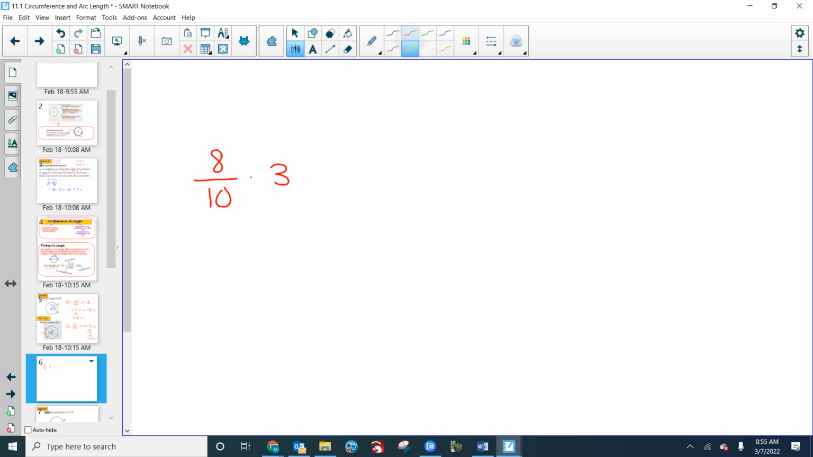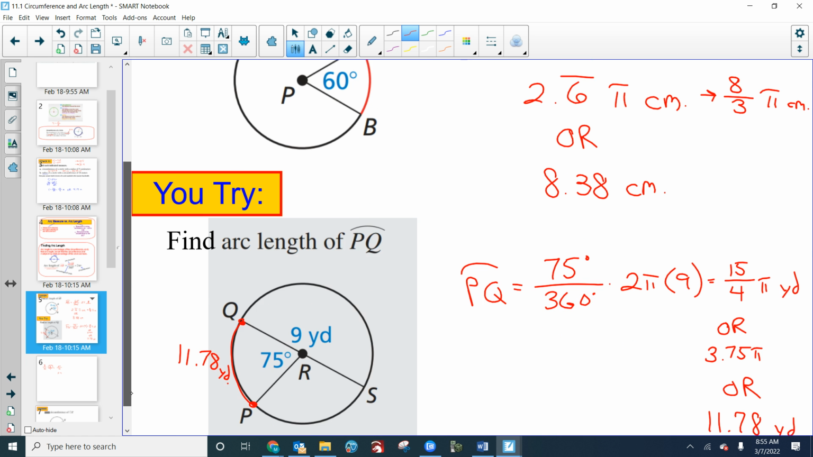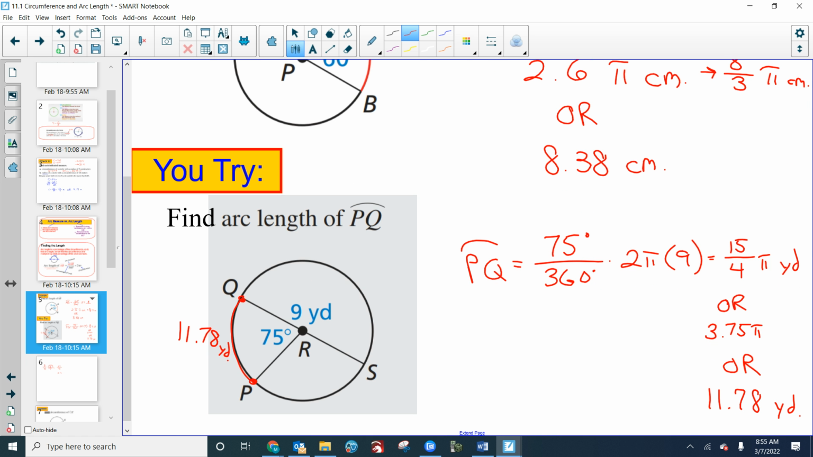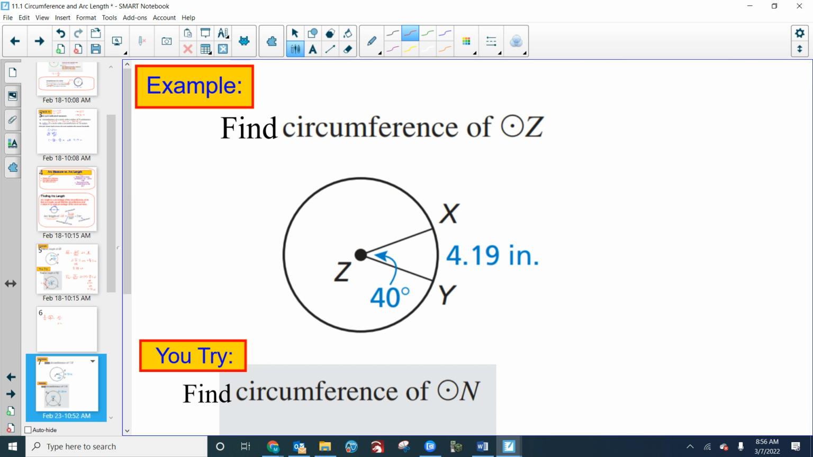What's another way to think of 3? 3 over 1, so it's with the 8. 8 times 3. Yes? Isn't pi a number very similar to 3? So couldn't you write it as 15 pi over 4? Yeah. You could. I don't expect you to. But you're going to see that in later math classes, so a little foreshadowing today.